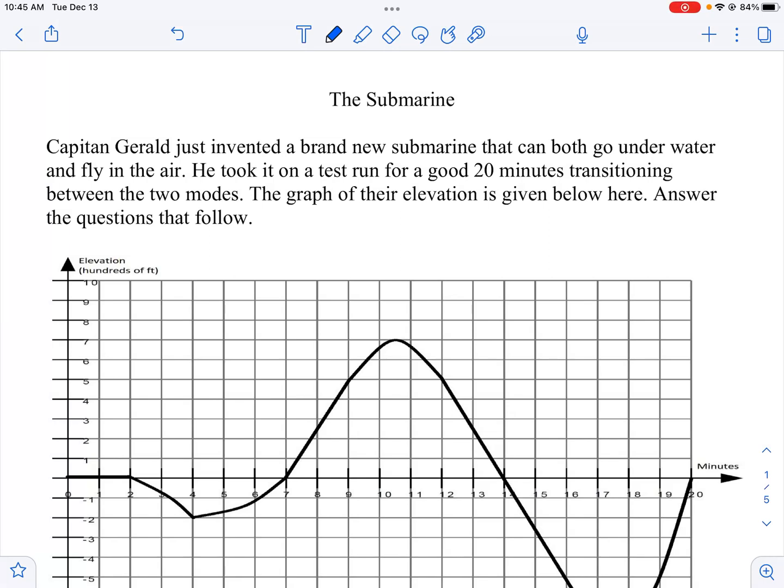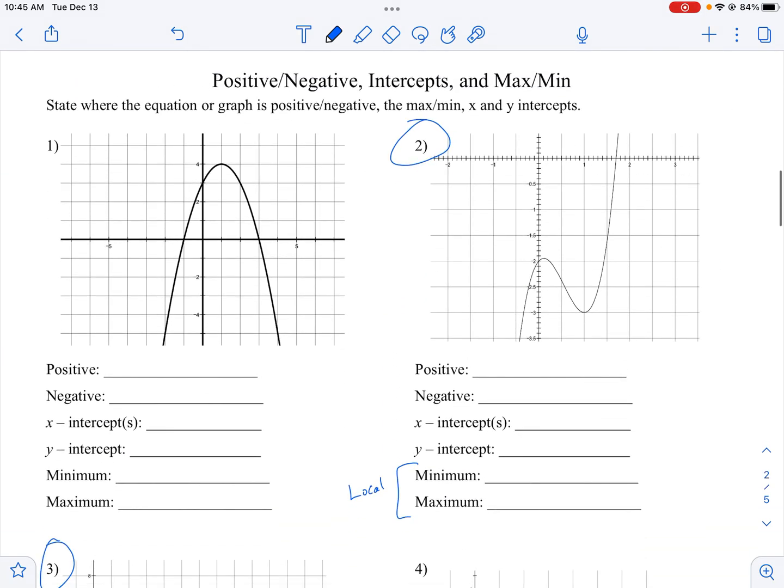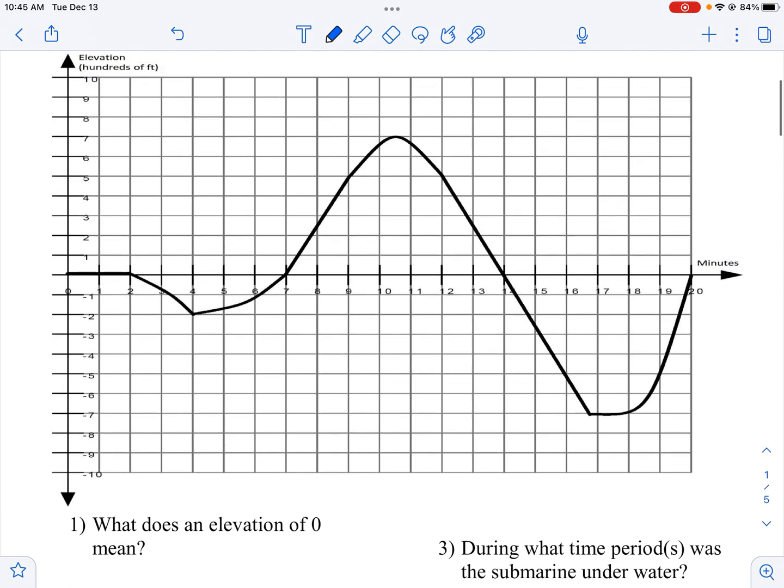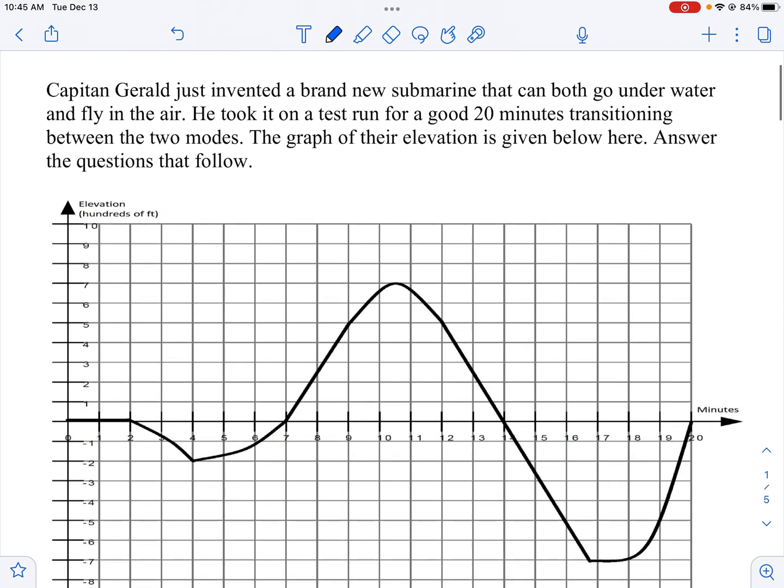Hello, ladies and gentlemen. Time for a little lesson about positive intervals and negative intervals for a function, and also dealing with minimums and maximums. So this is the assignment that we're going to be working with. But before we dive in, once again, we're going to talk about what graphs mean in real life.